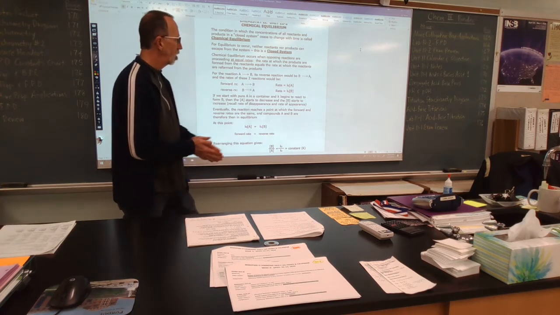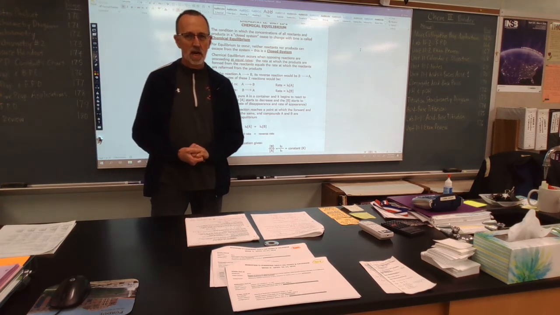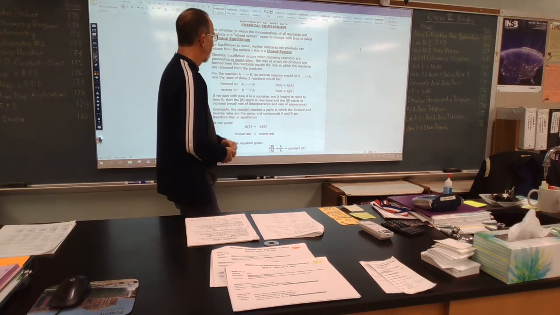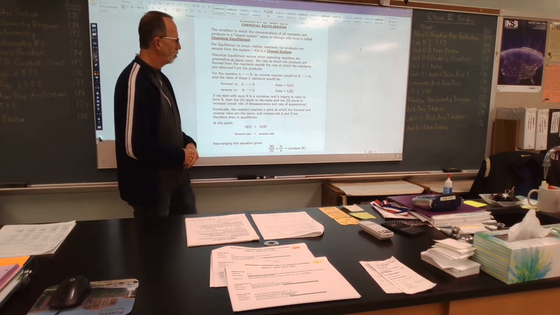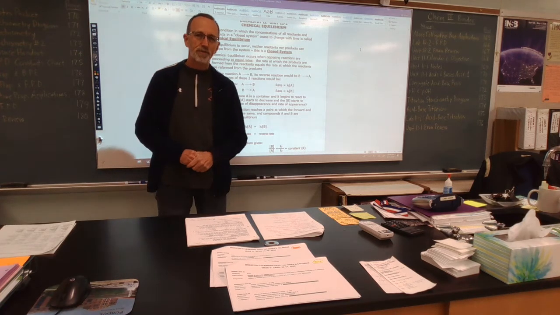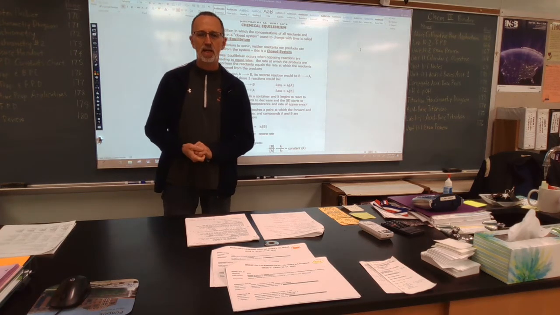Chemical equilibrium occurs when opposing reactions are proceeding at equal rates. All right, so here's where rates come in. The rate at which the products are formed from the reactants equals the rate at which the reactants are reformed from the products. Here again, this cannot happen in an open system.